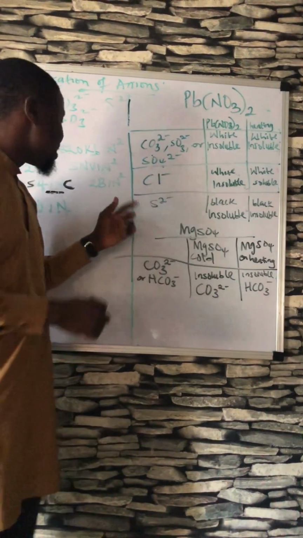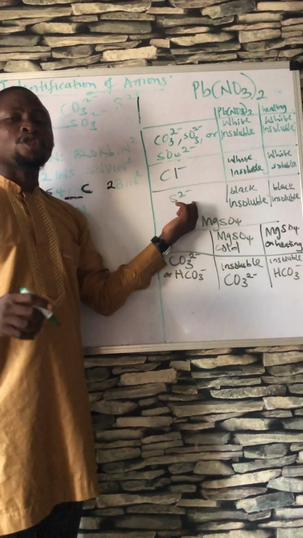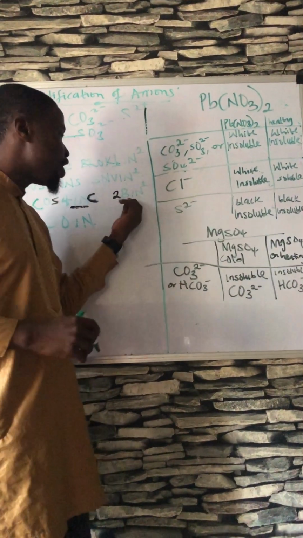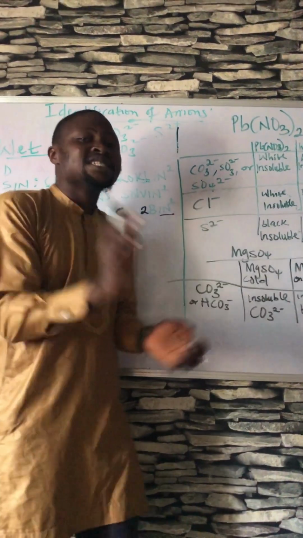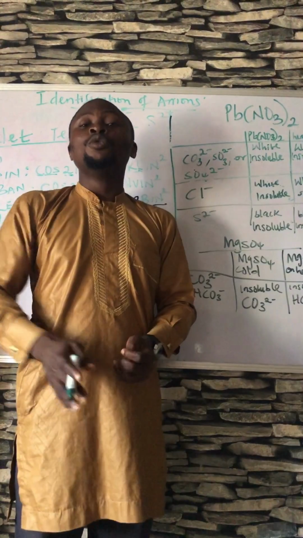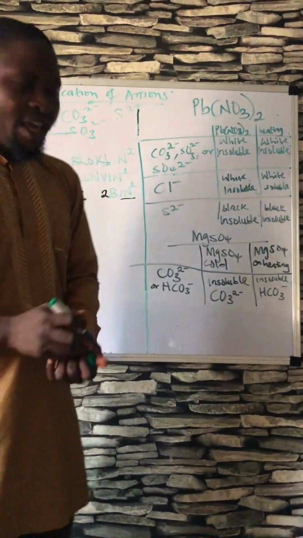And S2. I told you whenever you see this 2, it indicates sulfide ion. Sulfide gives a black precipitate. It is insoluble when it is cold, and it remains insoluble even after heating it.